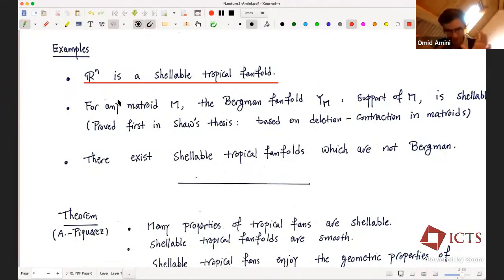So there are these two operations of contraction and deletion in matroid theory, and in a sense, the notion of shellability introduced is the polyhedral analog of those operations.